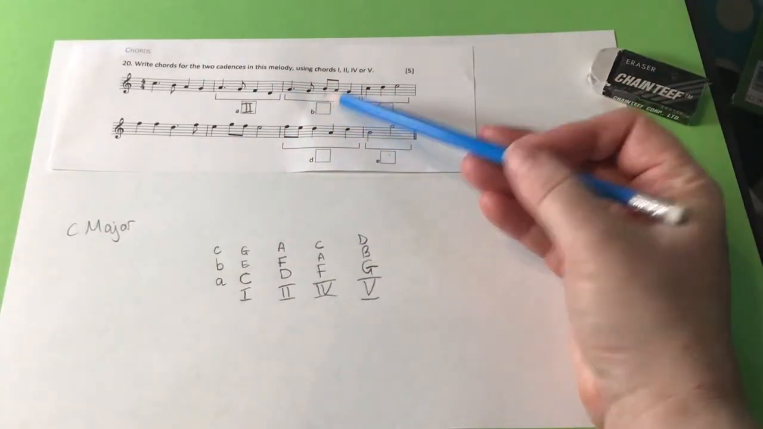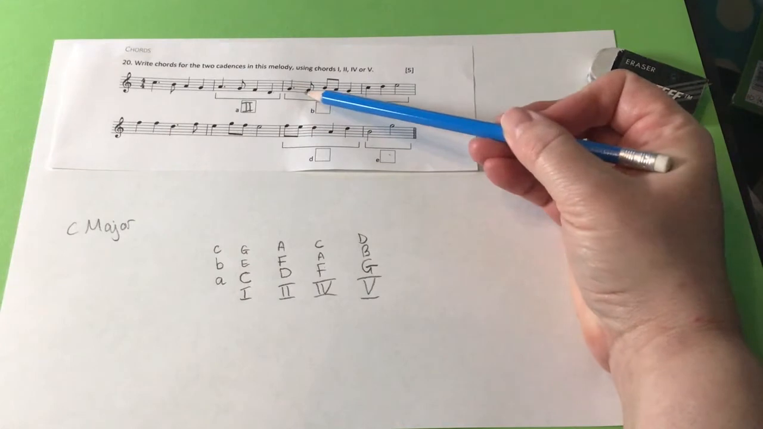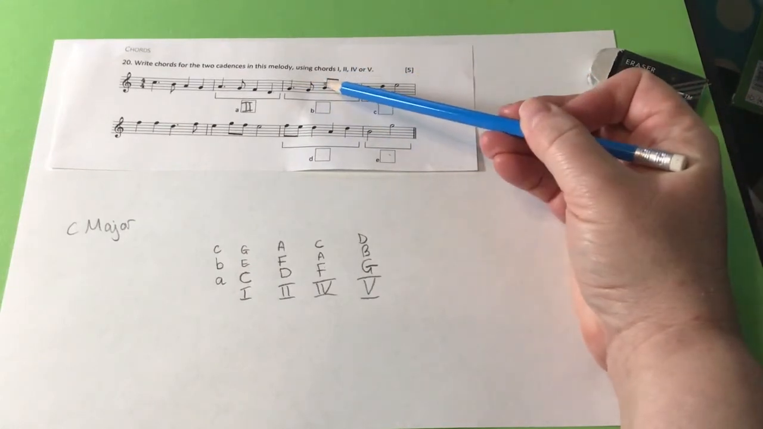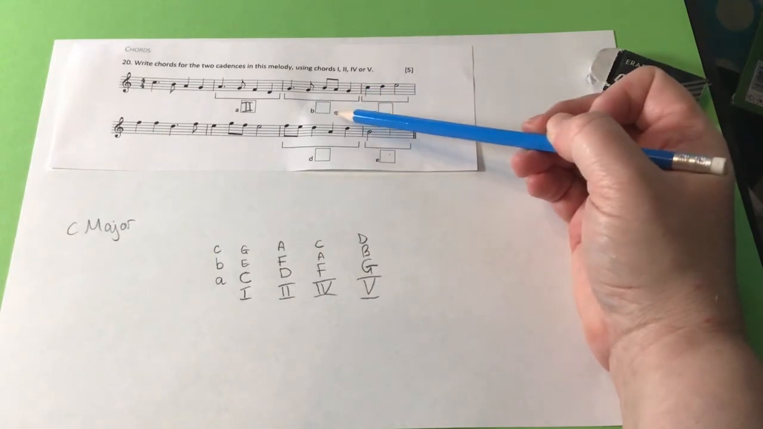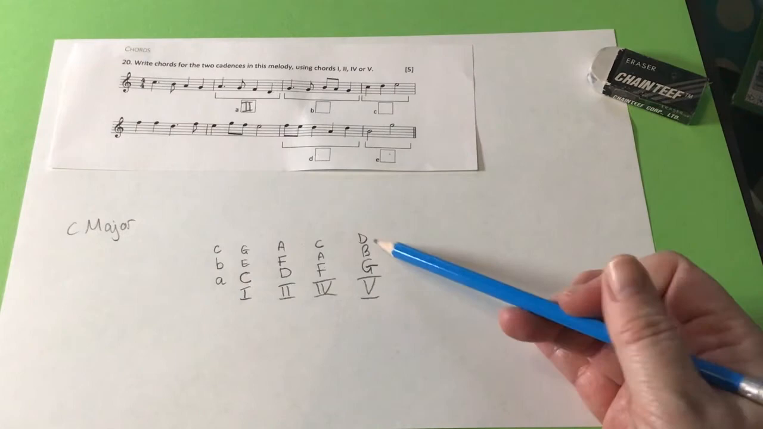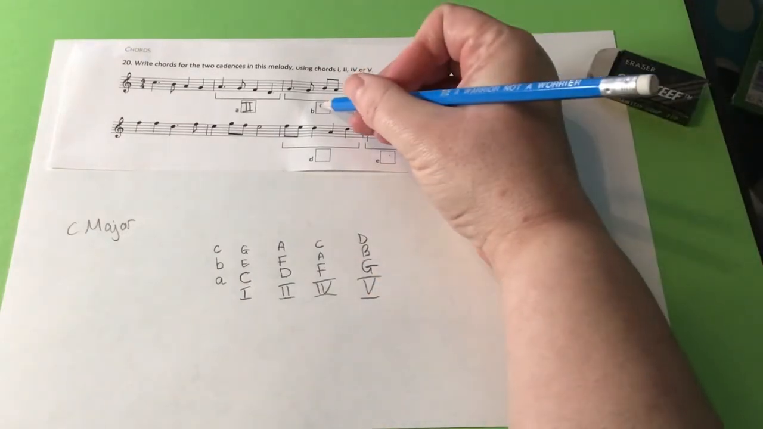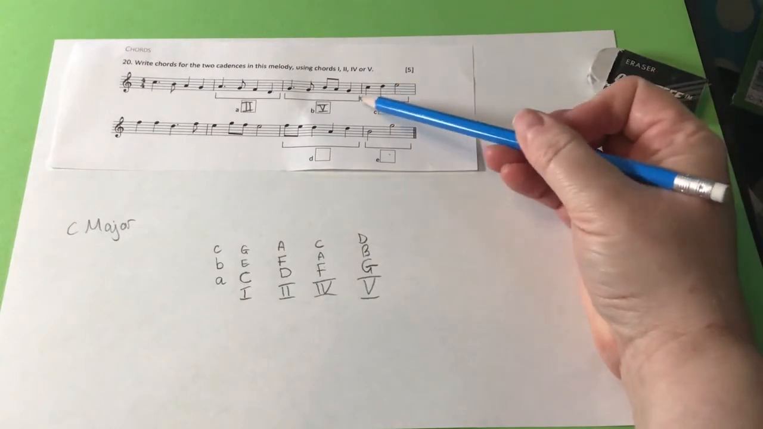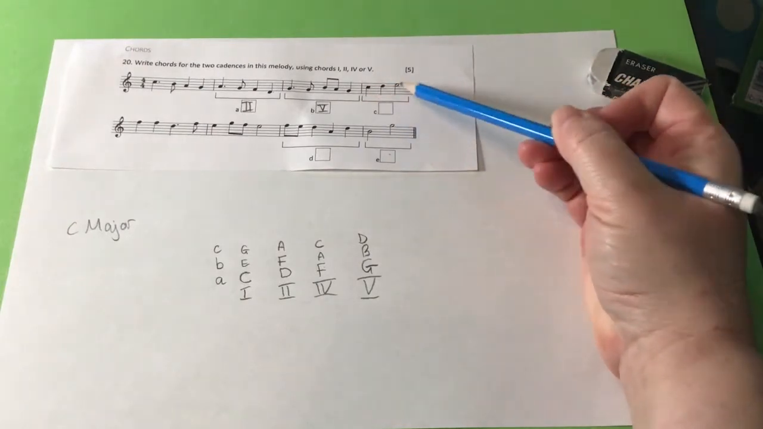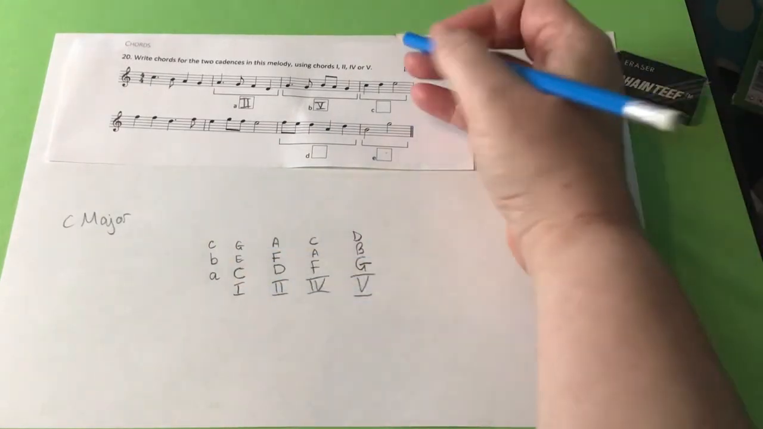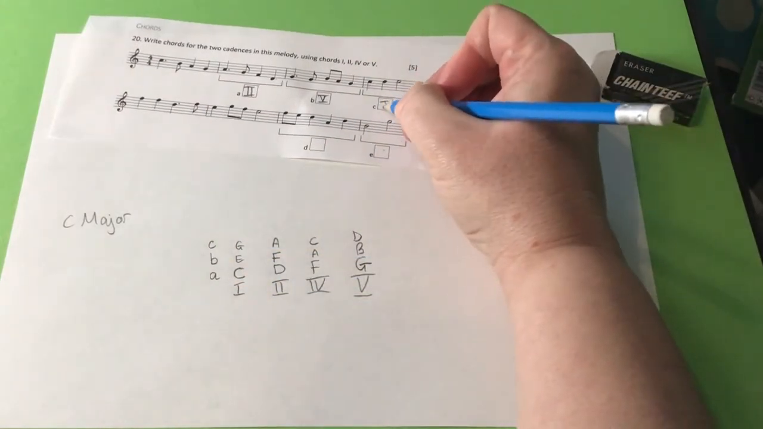Chord B, in this bar we have a G, another G, B, A, G. So we've got G and B and G on our main beats. G and B appear in chord 5. So I'm going to put chord 5 in that box. If we look in the last bar here, we've got C, D, E. C and E appear in chord 1. So I'm going to put chord 1 in that box.